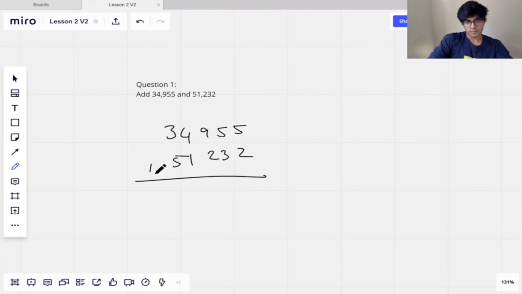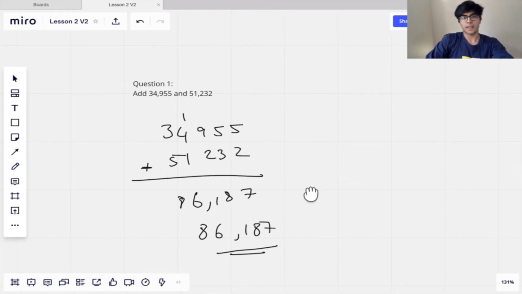And then we add. Okay, 5 plus 2, 7. 5 plus 3, 8. 9 plus 2, 11. So that's more than 10, so we carry the 1. 4 plus 1 plus 1, don't forget that 1, is 6. 5 plus 3, 8. So our answer is 86,187.